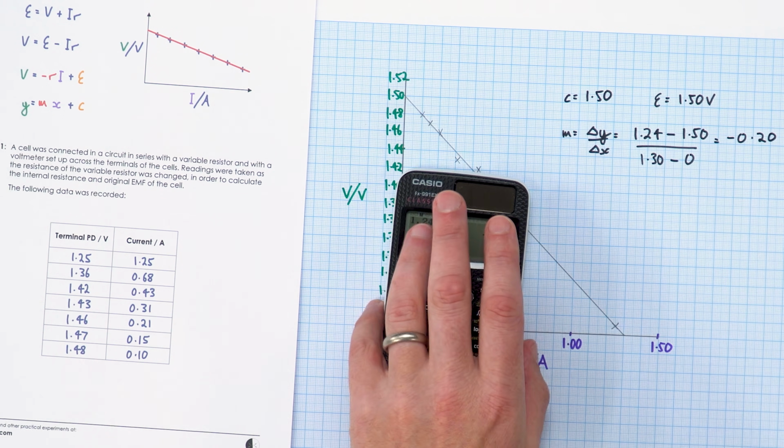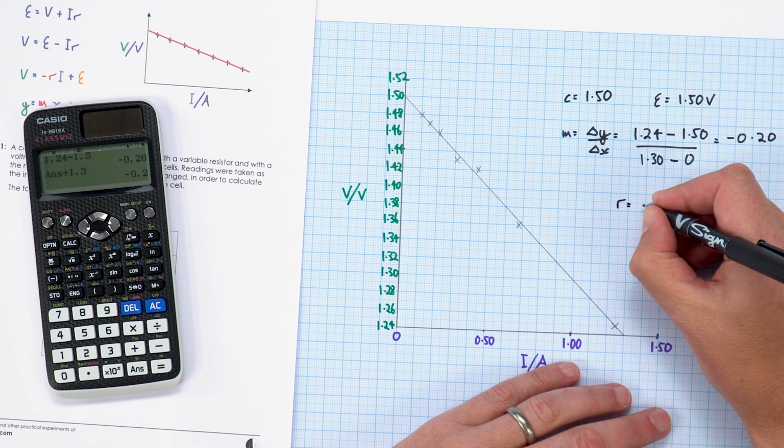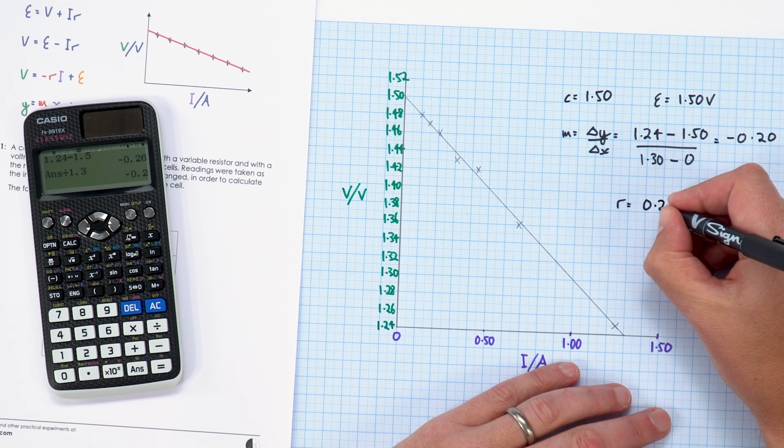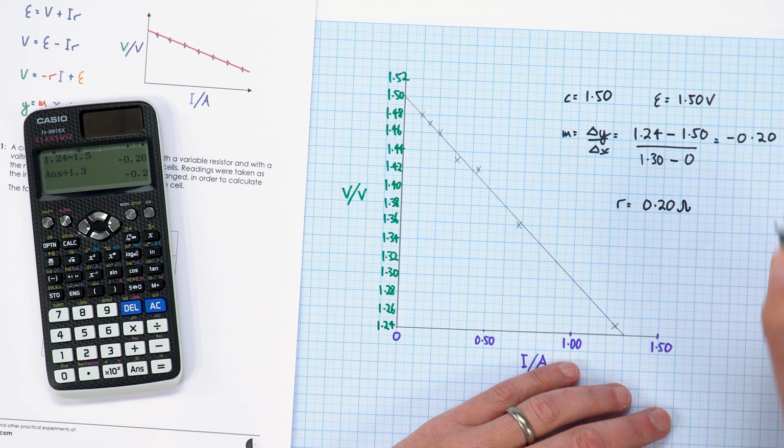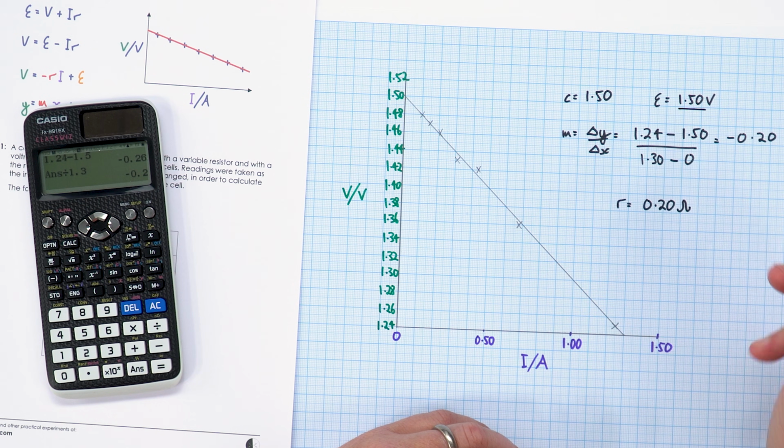0.20. Now, that is the value of the gradient, but the value for the internal resistance is going to be the negative value of this. And that means R is going to be minus that, which is plus 0.20 ohms. So in this case, we've got a small cell, it's got an EMF of 1.5 volts and an internal resistance of 0.20 ohms.